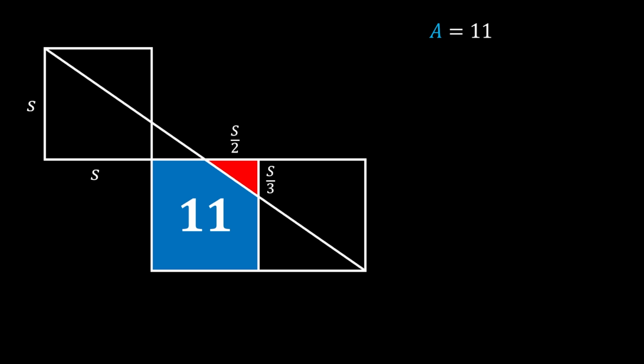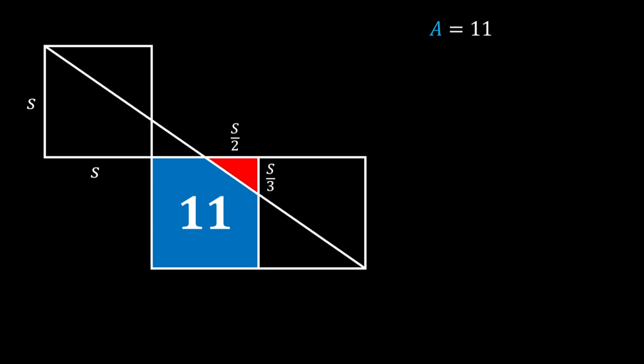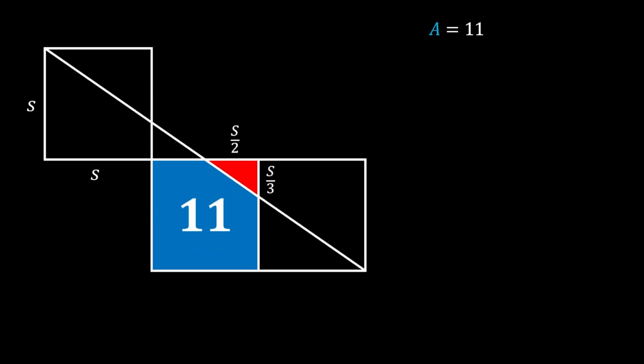Now from here we have two options to solve our problem. The first option will be the pure calculation method. And in this option we will first write the formula for the area of the red triangle as 1/2 of the product of its legs, since this is a right triangle. We can simplify this and get that our red area is equal to S squared over 12.